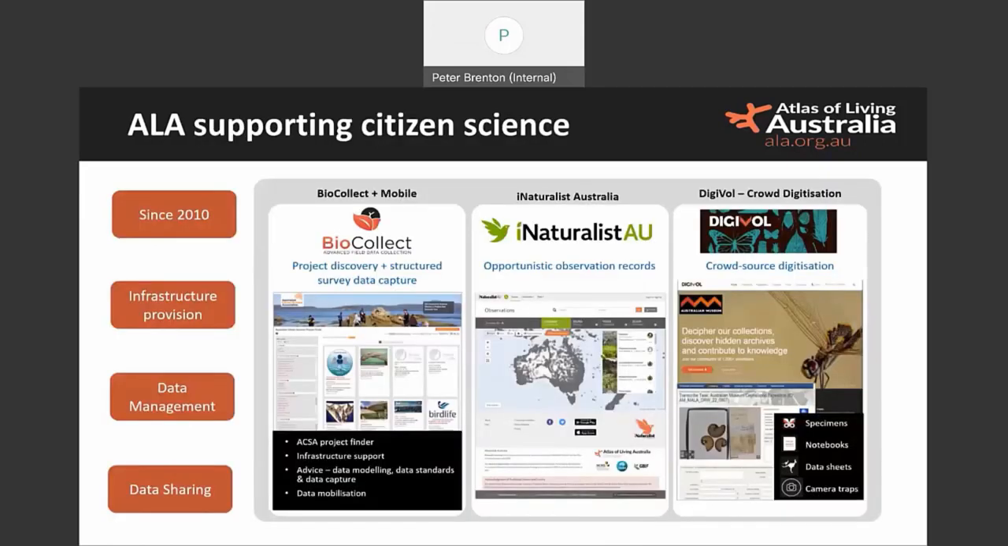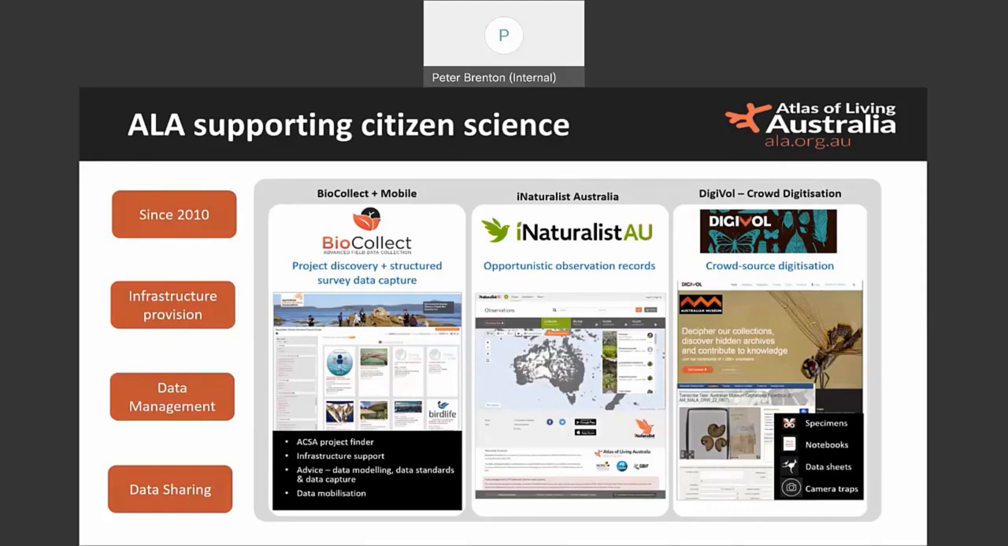In terms of how we've been supporting citizen science, we've been providing infrastructure capabilities to support citizen science since 2010. We also provide a number of support services in data management, data sharing and mobilisation. One of the obvious facilities is the Australian Citizen Science Project Finder, which is hosted on our flagship survey infrastructure called BioCollect. This provides a searchable catalogue of citizen science projects in Australia, and is essentially a place where people can list the projects that they're running.